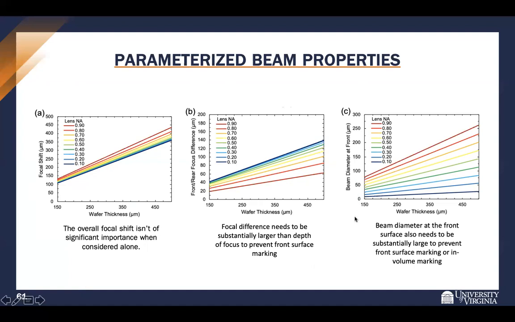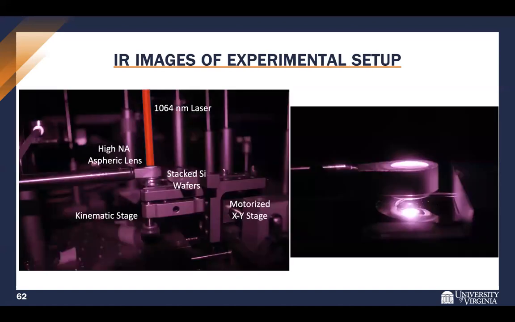And then this last thing is the beam diameter. You want a substantially large beam diameter at the front, again, because you're going to lose 24% of your light through the top wafer. You want to make sure your beam is nice and large so that it doesn't cause any melting at the front surface. So here's my experimental setup for this. These are infrared images taken. So the 1064 nanometer laser light comes down.